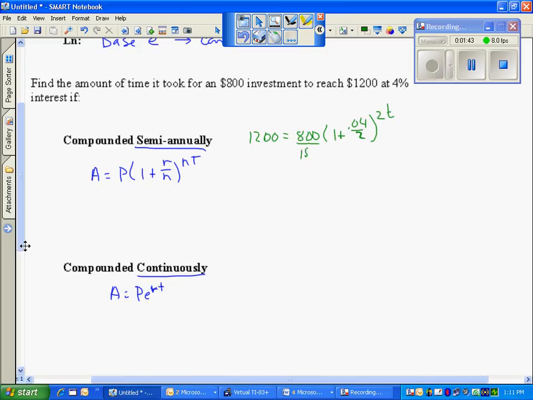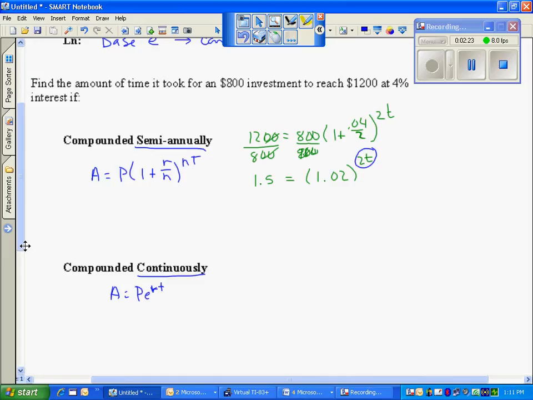Divide by 800 first, and 12/8 is 1.5, and that's equal to, I'm going to simplify, half of 0.04 is 0.02, so that's going to turn into 1.02 raised to the 2t. Now I'm in a situation where I've gotten rid of everything I can, so I need to go logging. I always think of it as kind of corny here. I'm going to go logging to cut down trees, cut down exponents, bring them down in front so I can solve.